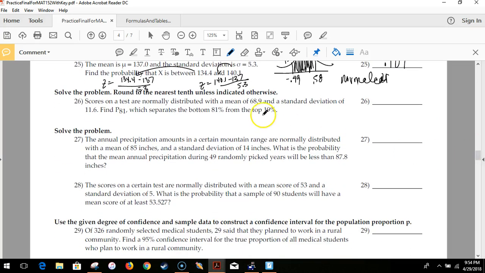26. Scores on the test are normally distributed with a mean of 68.9 and a standard deviation of 11.6. Find P81. So you want to find the probability that you land in the 81st percentile, also known as the top 19%. So this is like those question 5s from the SAT lab quiz, where you first need to find out, well, where do I draw this wall that I split up the graph into bottom 81 and a top 19?